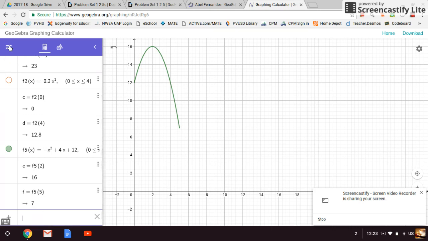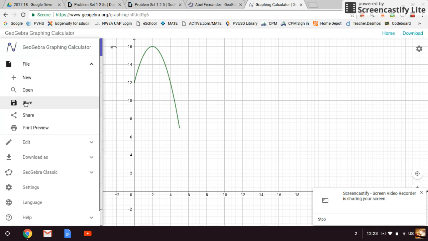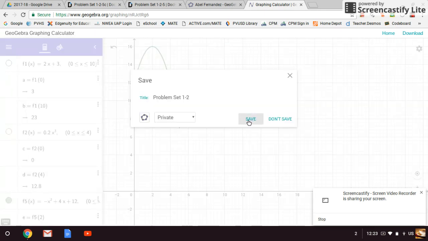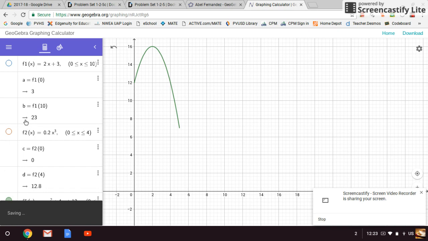So go ahead and save this again. You want to continually save your work so you don't lose it. And now we can show all of them if you care to. And you can turn them off. Okay, so these are the examples for problem set 1, 2.